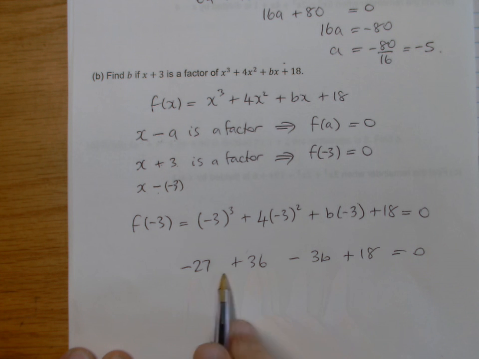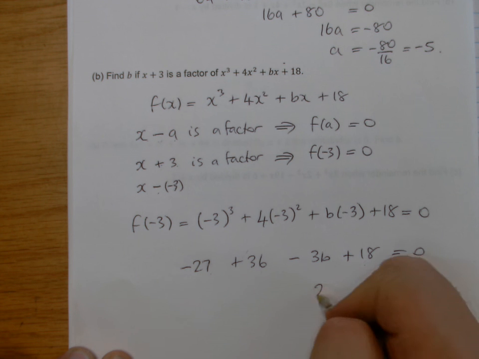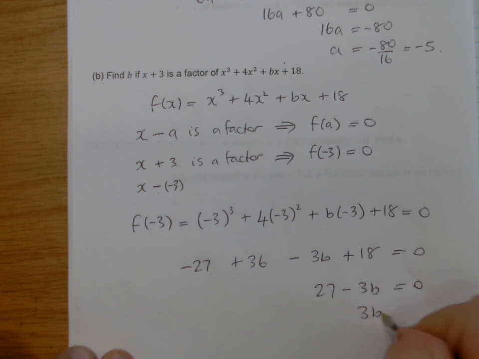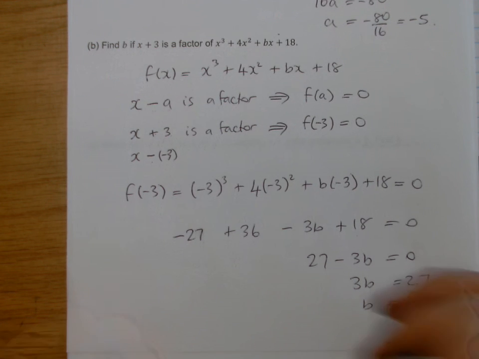So put this together then. Minus 27 plus 36 plus 18 is 27, minus 3b is 0. So then we've got 3b is 27, so b will be 27 divided by 3, which is 9.